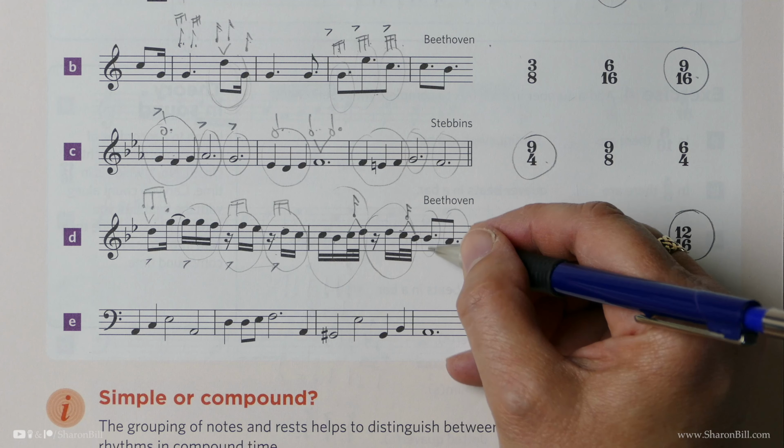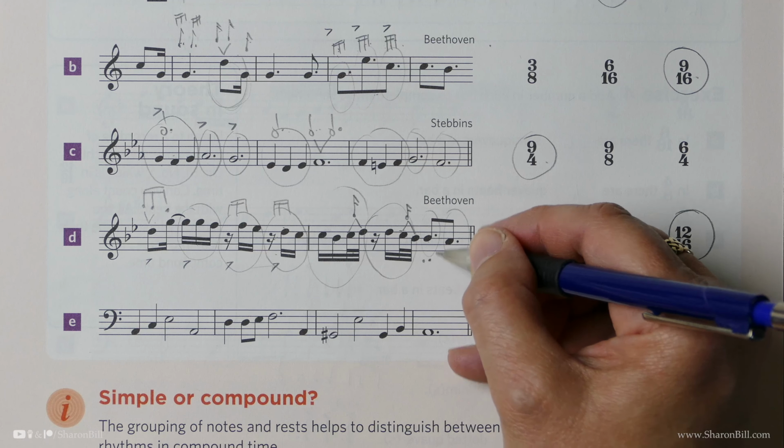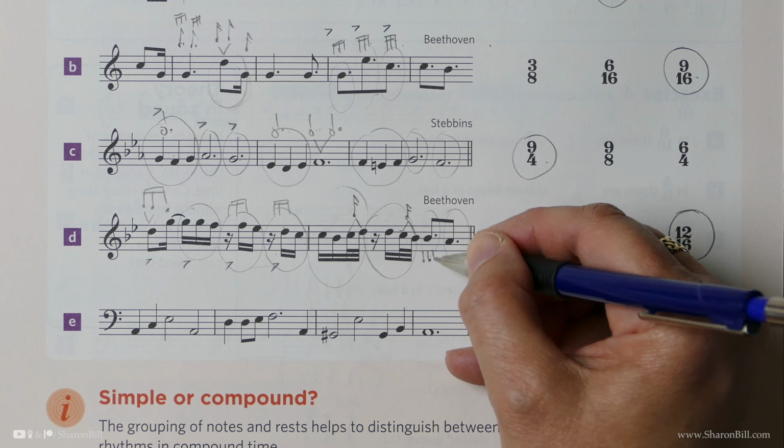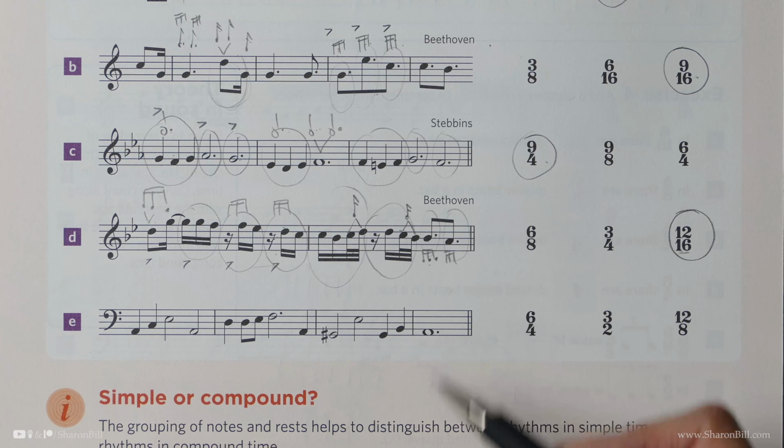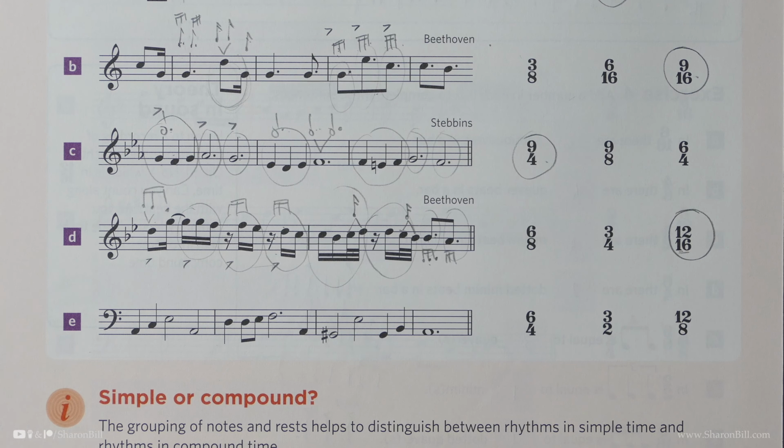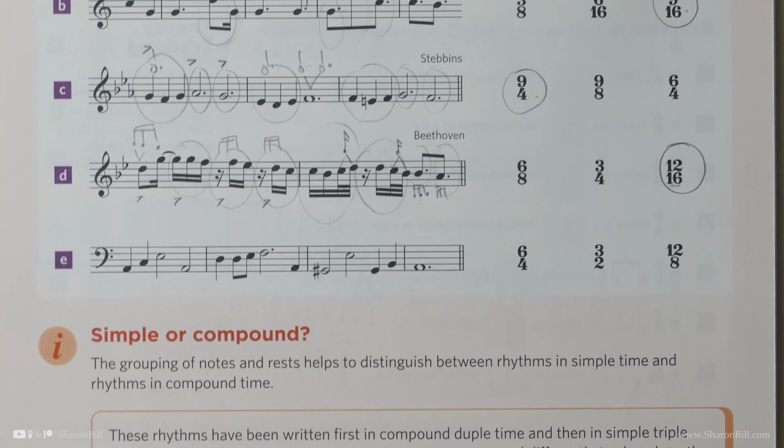And then we know that 1 quaver is 2 semiquavers. The dot is another one. 1, 2, 3, 1, 2, 3. There's our 4 groups of 3. That's correct. And then finally.